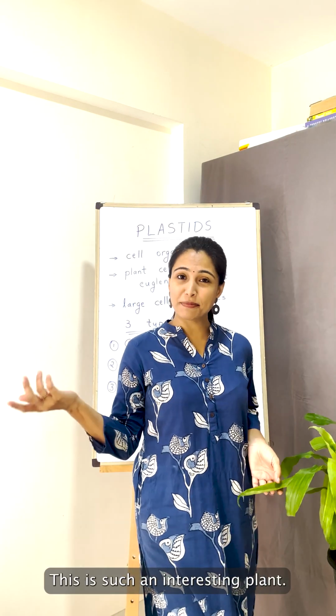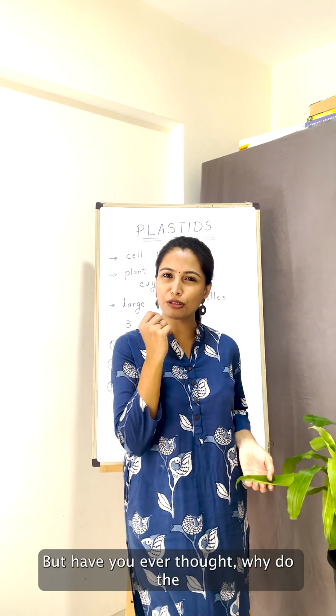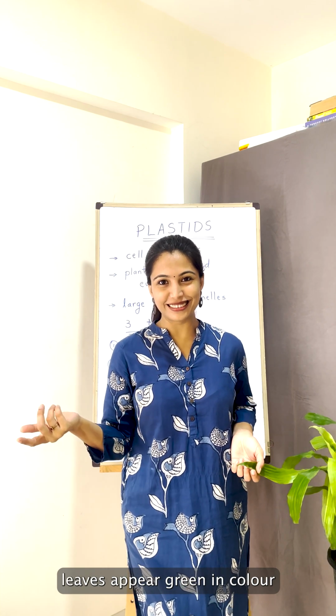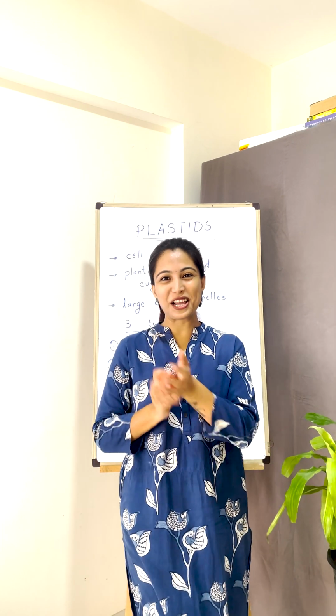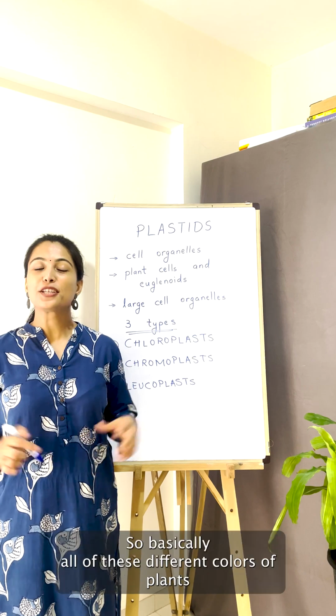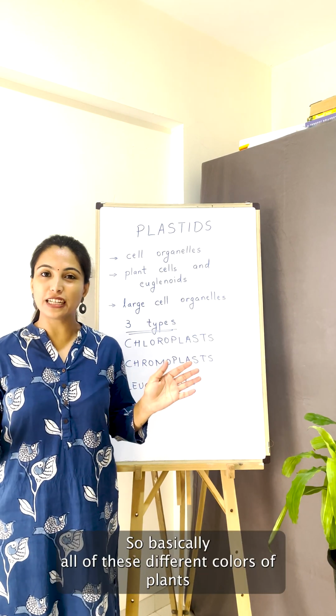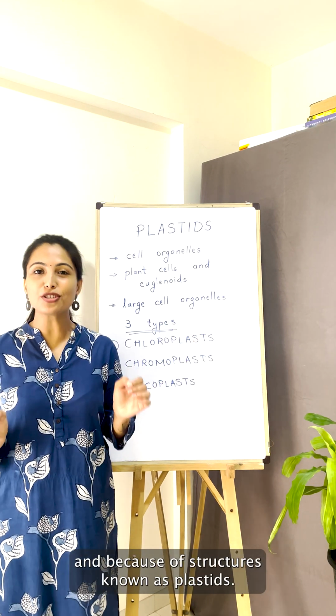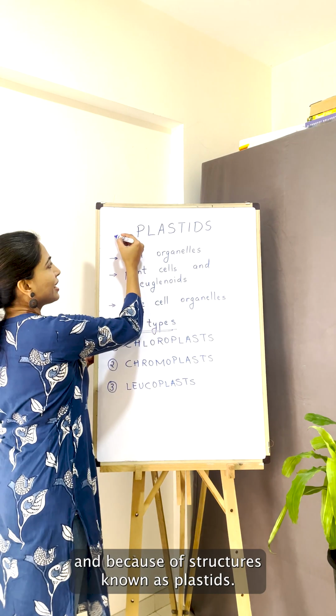This is such an interesting plant. But have you ever thought, why do the leaves appear green in color? Or why is a tomato red? So basically, all of these different colors of plants are because of structures known as plastids.